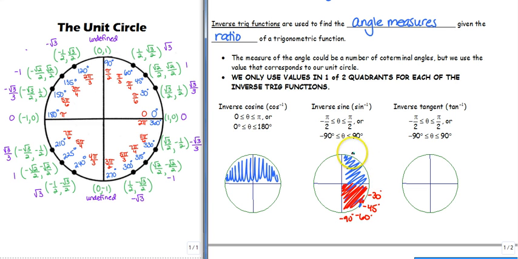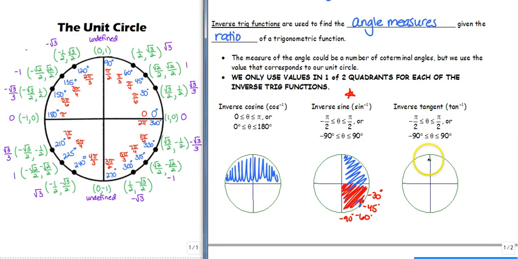So if it's in quadrant 1, we are using positive angle measures, but if we are in quadrant 4, we're going to use negative angle measures. I'm not going to say 330 degrees. It has to be stated as a negative 30 degrees. So this is the really tricky one. And actually, the same is going to be true for inverse tangent.